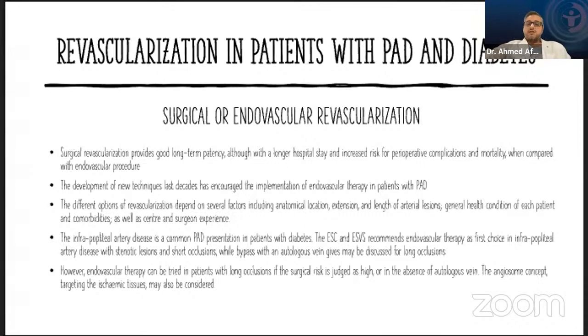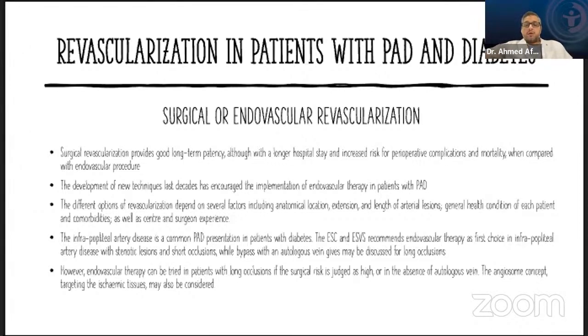While surgical revascularization provides good long-term patency, it also comes with a longer hospital stay and increased risk of perioperative complications and mortality when compared to endovascular procedures. But with the development of new techniques during the last decade, endovascular therapy has become more popular.